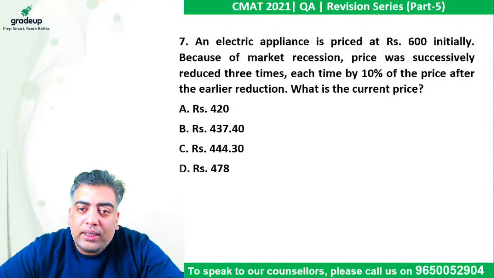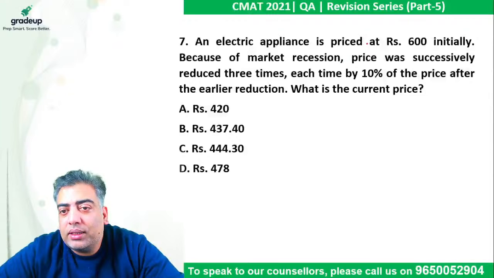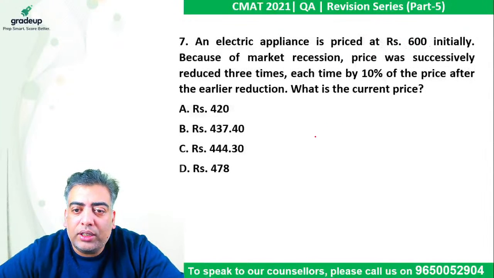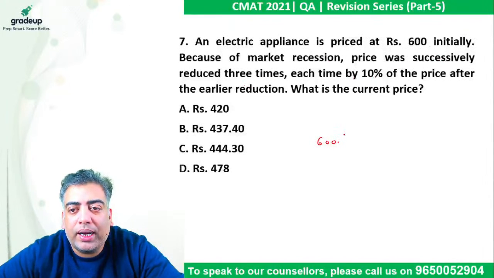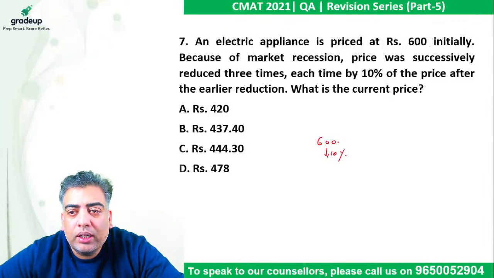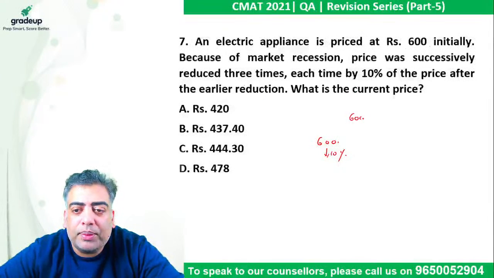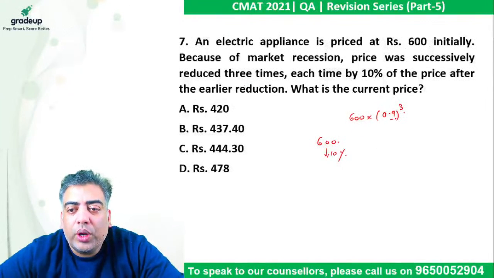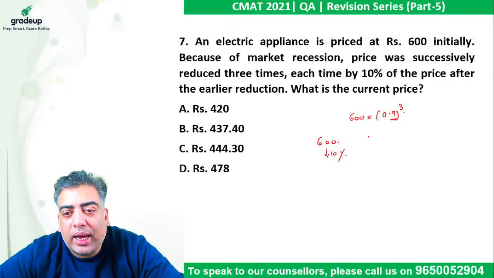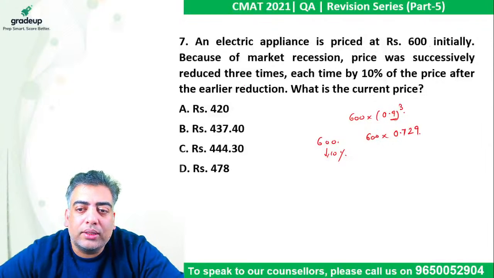In seventh, it says an electric appliance is priced at rupees 600 initially. Because of the market recession, price was successively reduced 3 times, each time by 10% of the price after the earlier reduction. So what is the current price of the article? So we just need to multiply 600 with 0.9 cube. We all know 9 cube is 729. So 600 into 0.729 will be the required answer.